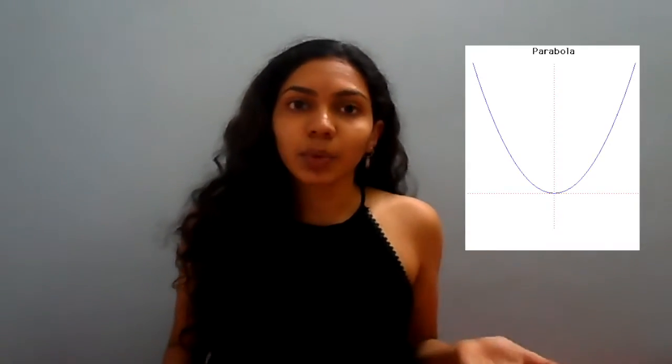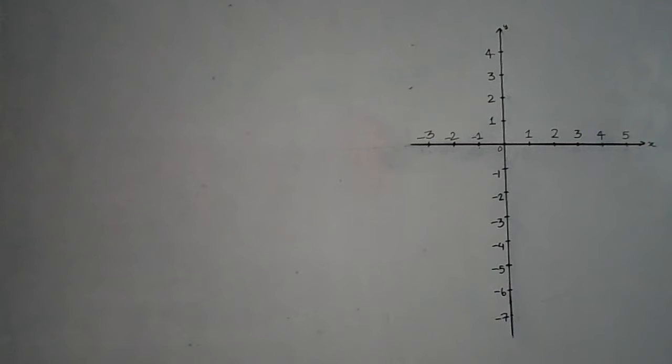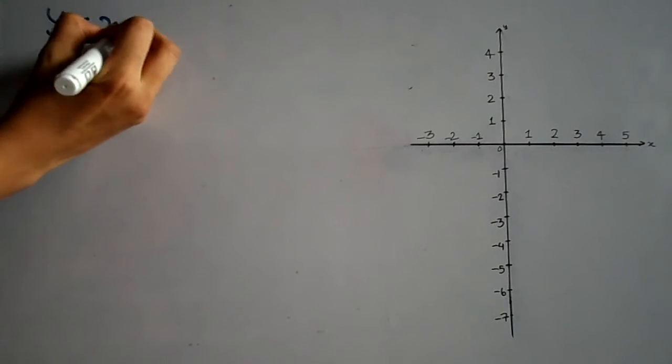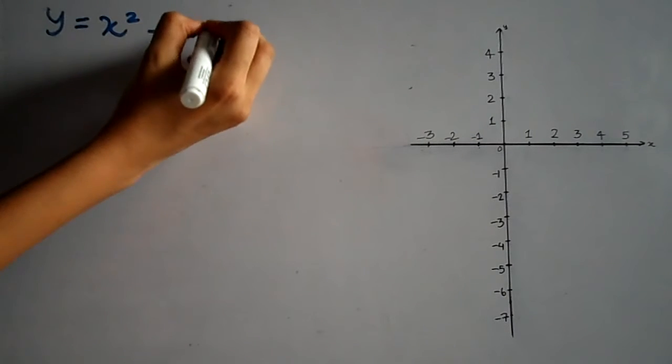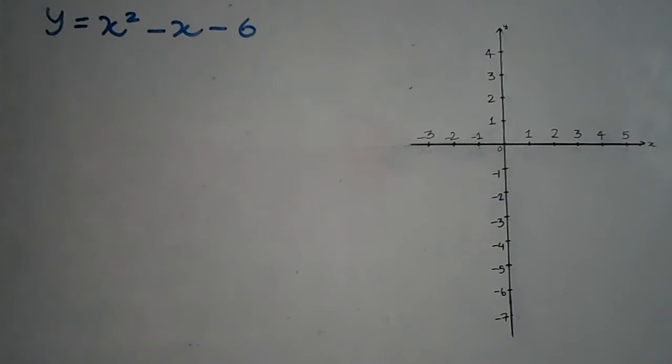Hi guys! Have you ever wondered why a rainbow follows an inverse curve? Well, those kinds of curves are known as parabolas, and today we will learn how to graph them. So I'm going to take a random quadratic equation. Let's say, for instance, we take x squared minus x minus 6.